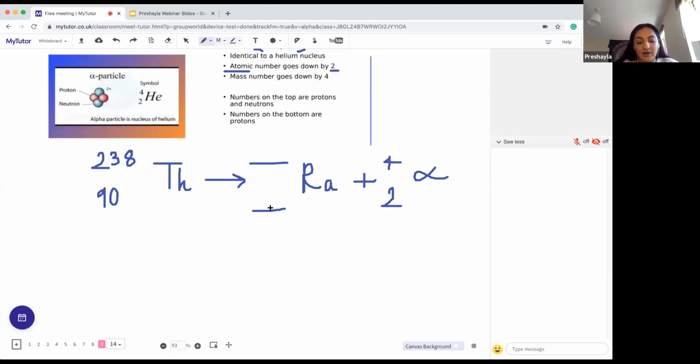Let's see if you guys can have a go. What's the new mass number and what's the new atomic number? Put your answers in the chat. What do you think the mass number might be? And what would the proton number be? So remember, 90 needs to equal this plus this, and 238 needs to equal this plus this, the two mass numbers added together. So what do we think it might be?